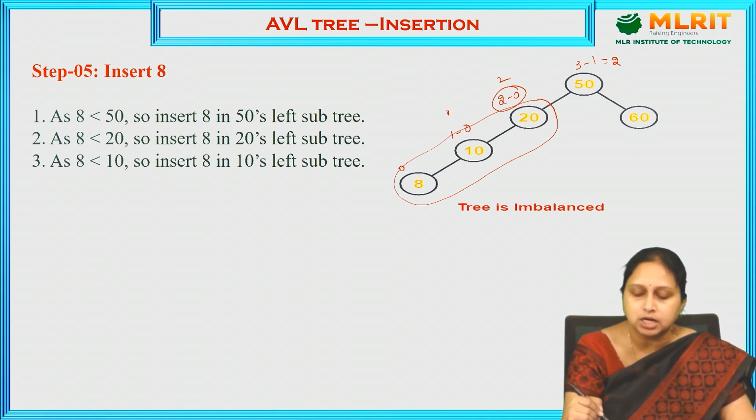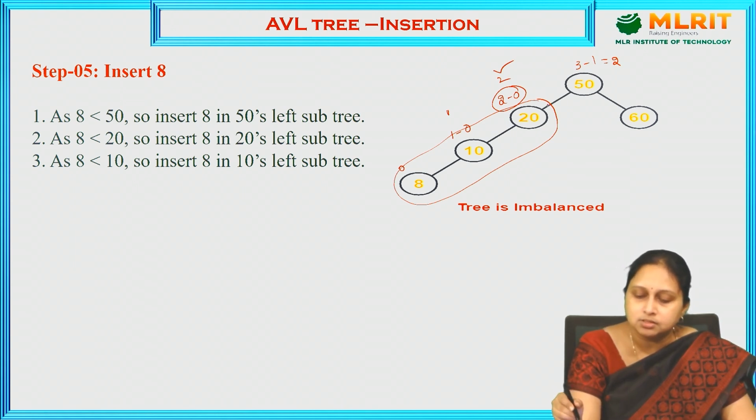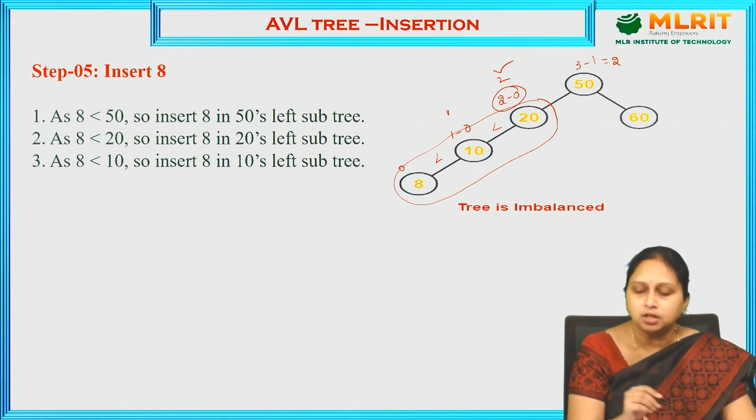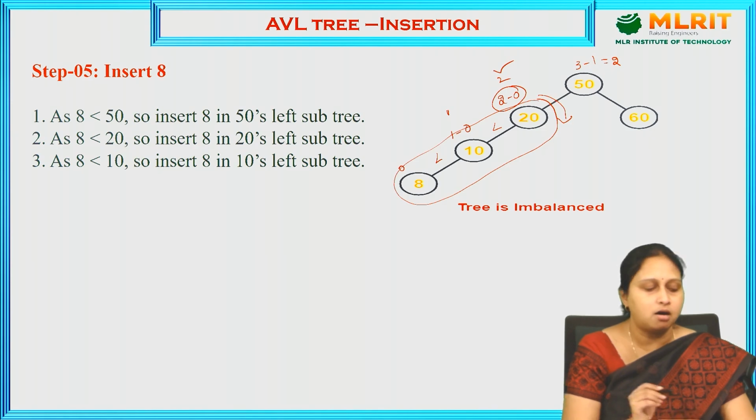So we need to start checking from the leaf node towards the root node. In between that itself, you found the imbalance. Now which rotation do we need to perform? Right, this is happening because of which insertion we are doing? LL. Because of the LL insertion, it is imbalanced. So which rotation do we need to perform? We need to perform the RR rotation.